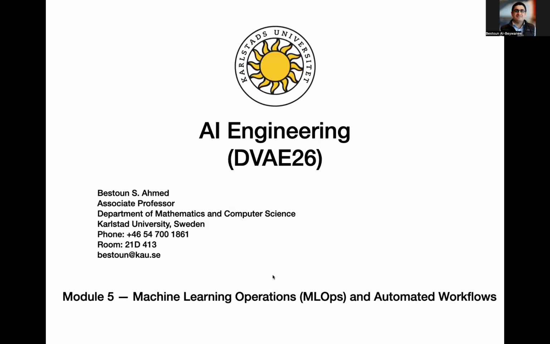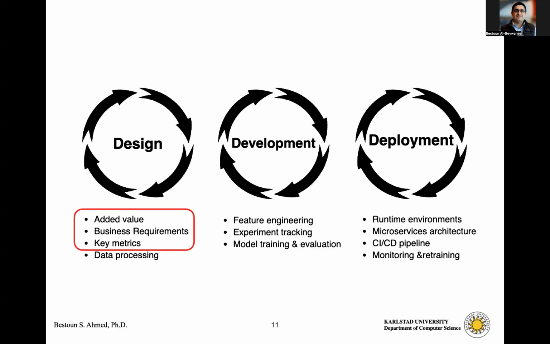Okay, so we are talking about MLOps, machine learning and operation. This is module 5, part 2. The first, as we said, there are 3 dimensions, 3 stages, phases for the MLOps. First is the design, second development, and then deployment. Let's focus on the design.